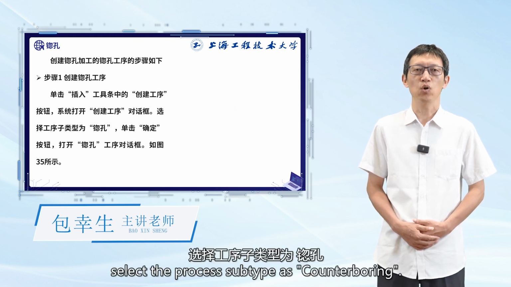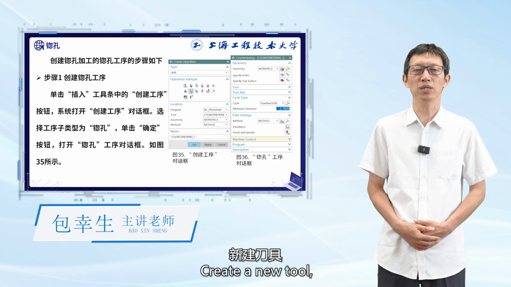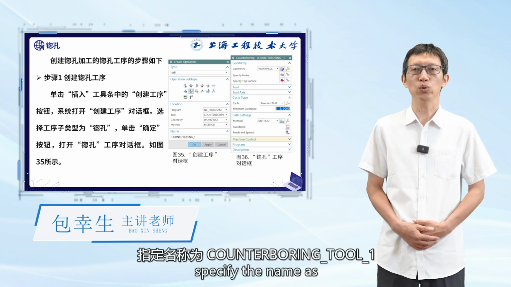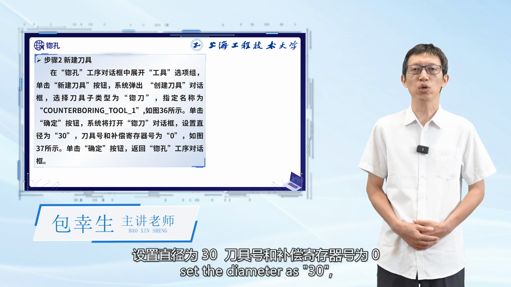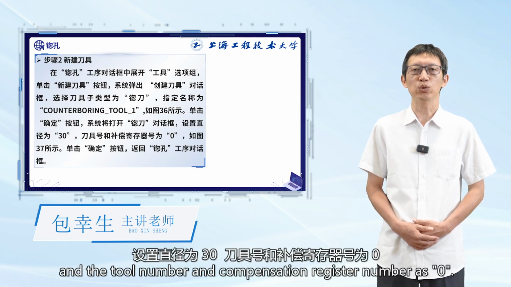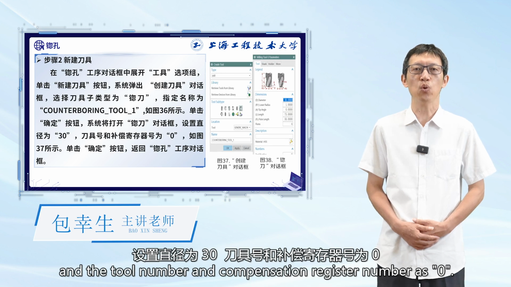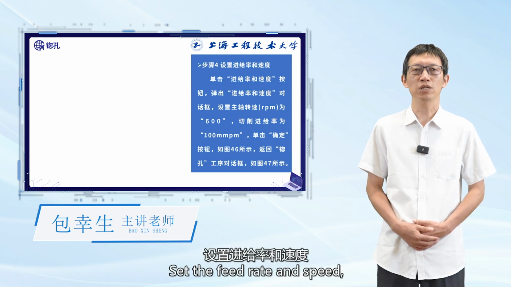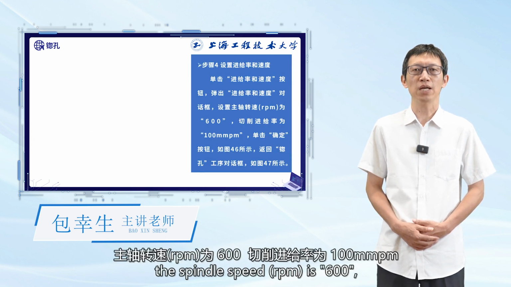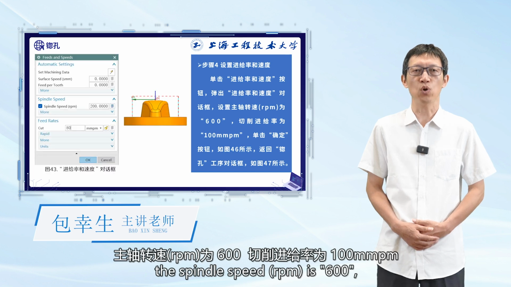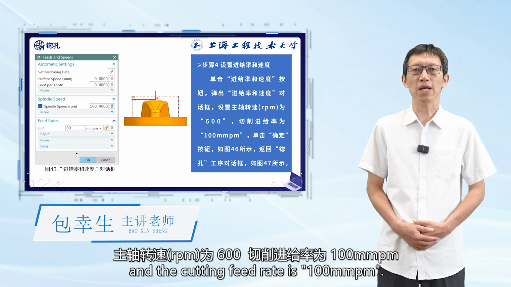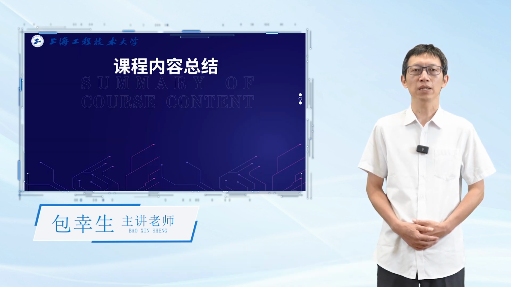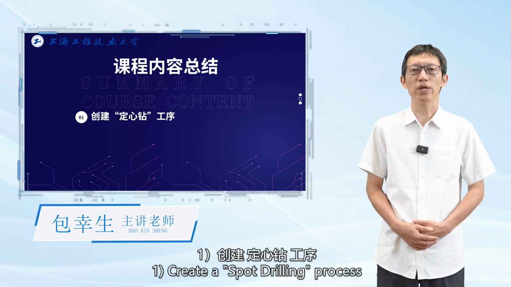Create a counter-boring process. Select the process subtype as counter-boring. Create a new tool. Select the tool subtype as counter-bore. Specify the name as counter-boring tool 1. Set the diameter as 30, and the tool number and compensation register number as 0. Specify the part and blank geometries. Set the feed rate and speed. The spindle speed is 600 revolutions per minute, and the cutting feed rate is 1000 mm per minute. Generate a tool path.